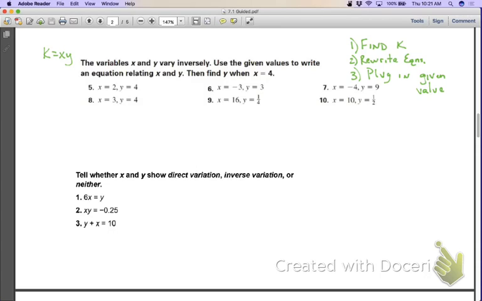So instead of, to find k, going y divided by x, go x times y. So like on number 8, if we do 8 here, find k first. So what's 3 times 4? 12. Next step then is to rewrite my equation. So I'm going to have y equals 12 over x. There's step 2, so there was 1, here was 2. Then it says to find y when x is equal to 4. So y equals 12 over 4. Y is equal to 3.